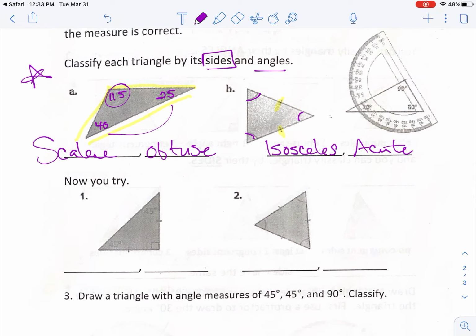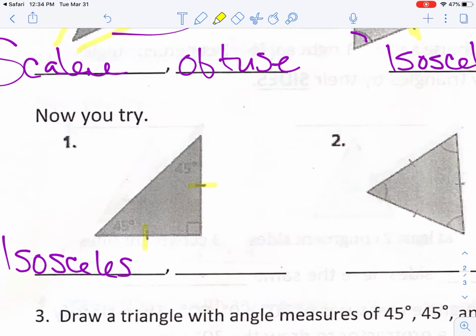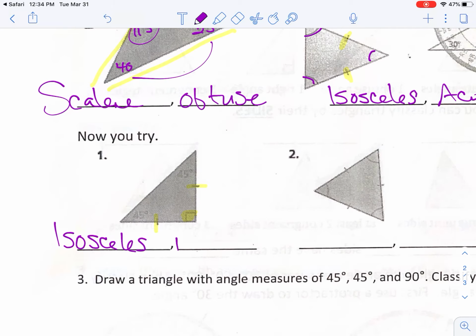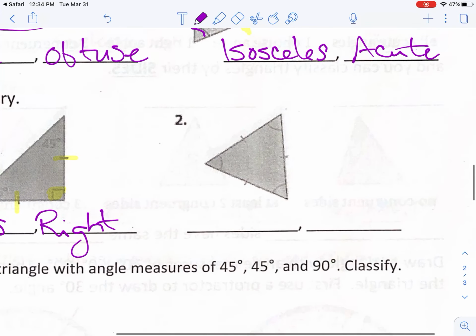Okay, I encourage you to go ahead and pause the video and do numbers 1 and 2, and then unpause to see if you get these two correct. Okay, so for number 1, let's identify it by its side measures. So we have a tick mark here and a tick mark here, which means two sides have the same measure. So we're going to identify this as an isosceles triangle. And then by its angles, a 45, but again, we see that little box telling us that this is a right triangle. So this is an isosceles right triangle or a right isosceles triangle.